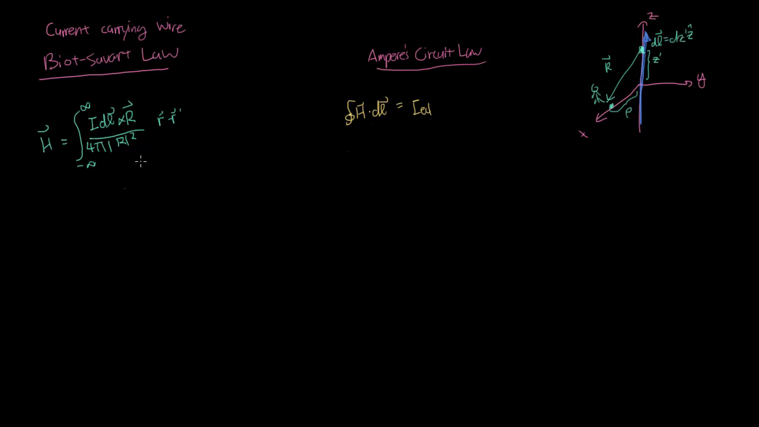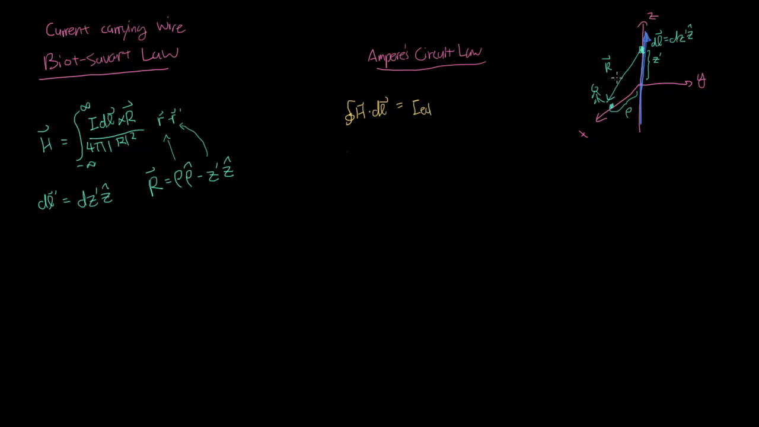And now we just have to plug it in and solve for it. So our dl prime is going to be equal to dz prime in the z hat direction. So our short length segment is dz prime, and then the unit vector is in the z direction. And our source observer vector is going to be R, which is going to be rho hat minus z prime z hat. R is rho hat, and r prime is z prime z hat.